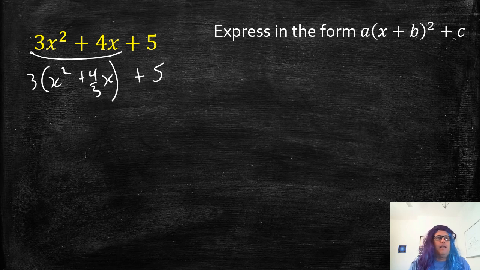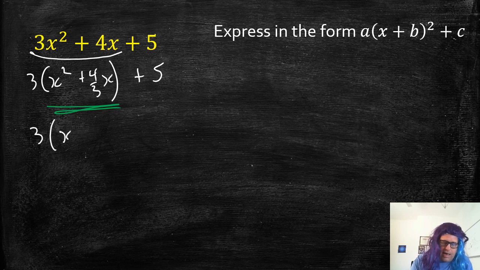Okay, again, you can check it. 3 times x squared is 3x squared. 3 times 4/3 is 4. All right, these are going to get tricky, and usually these are non-calculator ones. It's just easier to work with fractions. So now I need to complete the square on that.